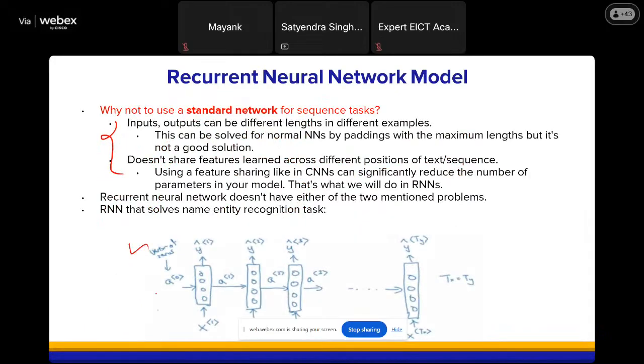So a vector of zeros is given as a context, and each RNN unit generates an output and gives the context to the next unit. However, this particular RNN architecture is for the type of task where your Tx is equal to Ty. So you have Tx inputs and correspondingly you have Ty outputs. I hope you are getting my point.